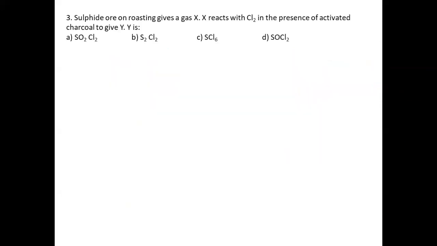Then question number 3: sulfide ore on roasting gives a gas X. X reacts with chlorine in the presence of activated charcoal, gives Y. Then Y is what? For this we have to write the reactions. Let's see which reactions come. Sulfide ore means Cu2S, which on roasting, that is heating the substance in the presence of oxygen: 2Cu2S on heating in the presence of oxygen gives 2Cu2O with the liberation of 2 molecules of SO2. So these are the reactions involved in roasting.